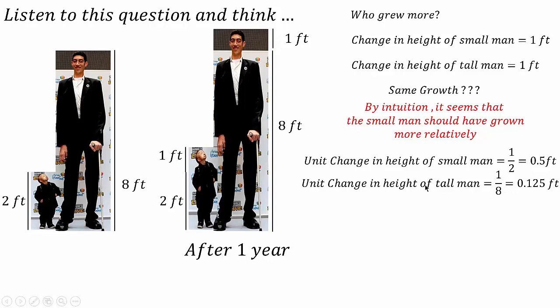So in this perspective we can conclude that the small man is growing 0.5 feet per unit foot and the tall man is growing 0.125 feet per unit foot. So this concludes that the small man is growing faster than the tall man. Due to this problem, the concept of change and the concept of proportionate change arises.